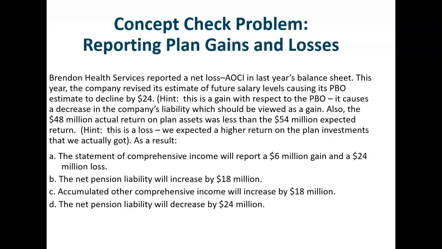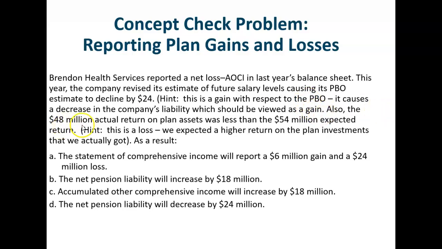Let's work another concept check problem. Brendan Health Services reported a net loss AOCI in last year's balance sheet. This year, the company revised its estimate of future salary levels, causing its PBO estimate to decline by $24 million. Hint: this is a gain with respect to the PBO because it causes a decrease in the company's liability, which should be viewed as a gain. When a liability decreases, it results in a gain.